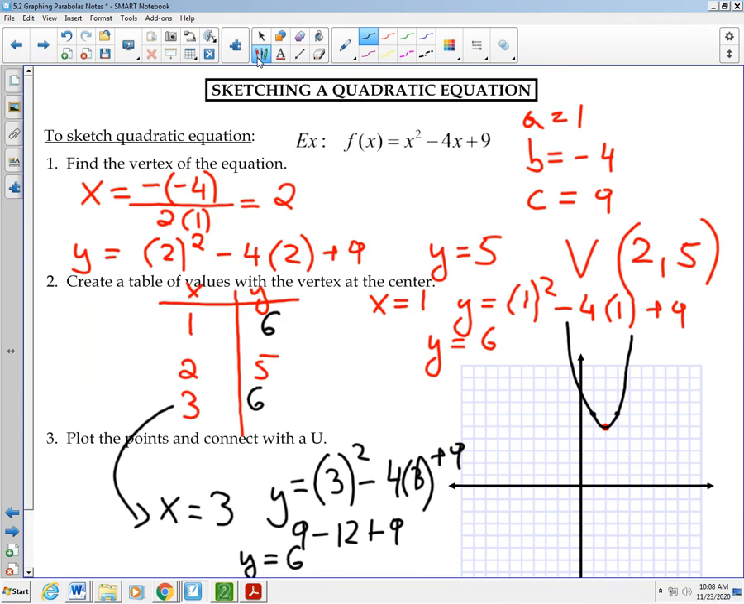It's a vertical line. So I hope this video helped you. Please rewatch it if you have to. So I kind of gave you steps how to graph a parabola y equals x squared plus bx plus c.